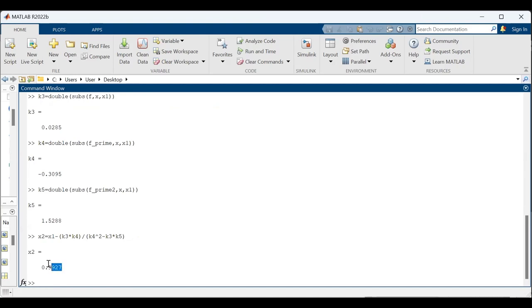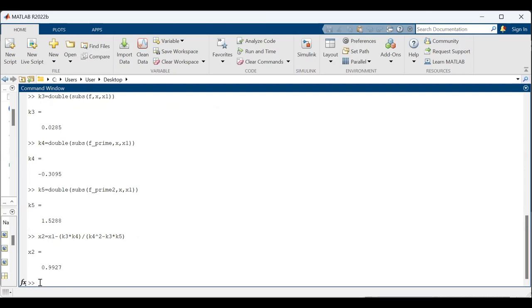So as you can see, this is 0.9927. So we're approaching one. If you do one more iteration, you'll see that we'll get almost one, which is the zero that we want to find, isn't it? So let's do one more iteration. I'll continue.